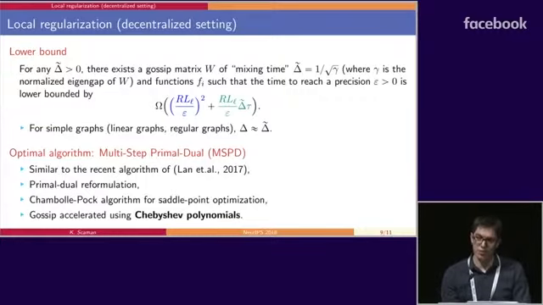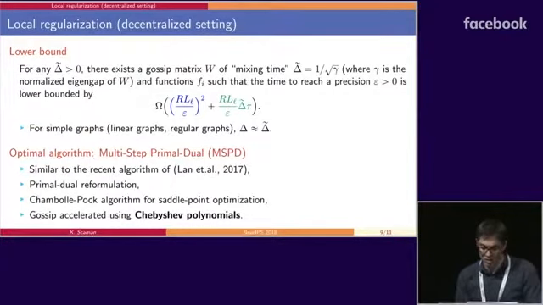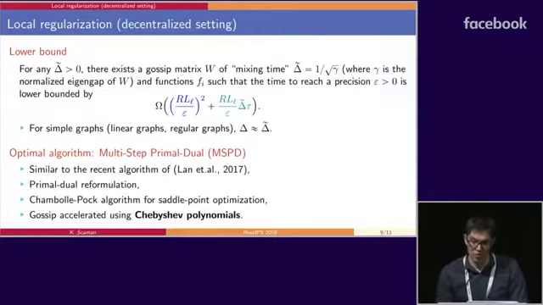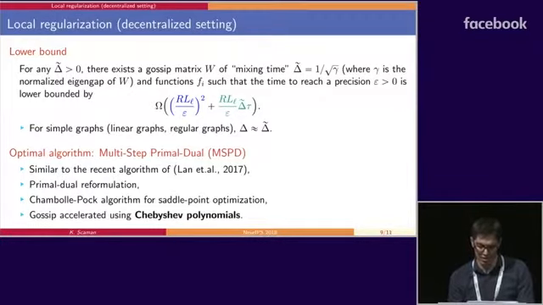Okay, and the algorithm that we use we call multi-step primal dual, and this is similar to a recent paper of Lan and his co-authors in 2017. It's based on three important aspects. The first one is a primal dual reformulation of the problem. The second one is that we solve this saddle point optimization problem using Chambolle-Pock. And the third one is that we have an extra acceleration of the communication using accelerated gossip and Chebyshev polynomials. There are a lot of details that I do not have time to go into, but I will be happy to speak about this with you during the poster session.